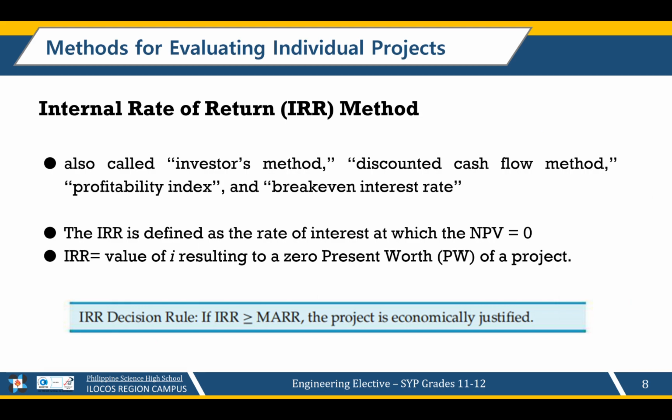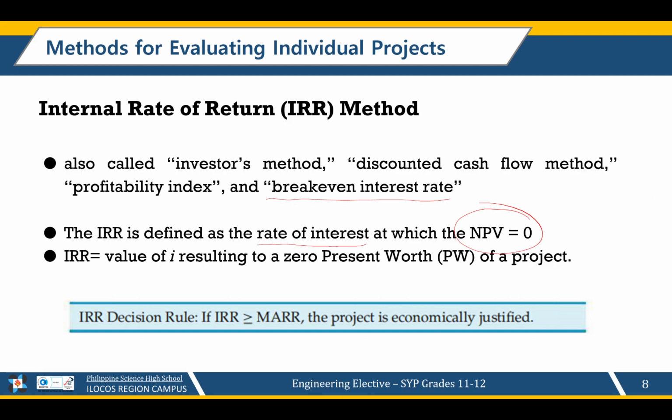Next method we are going to talk about is the IRR, or the internal rate of return. This is also called the investor's method or the discounted cash flow method. Sometimes it is called the break-even interest rate. Okay, so what is this IRR? This is the rate of interest wherein our NPV is equal to 0.